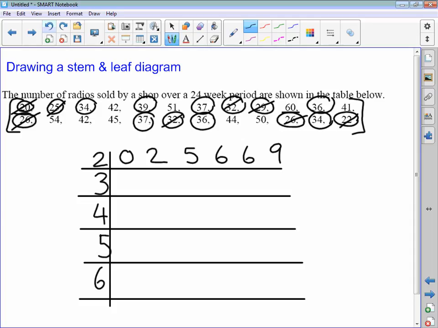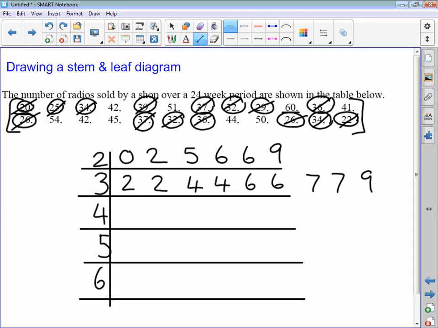There are 2 32s, so we're going to write that twice. There are 2 34s, so we're going to write 4 twice. There are 2 36s, so we're going to write 6 twice. There are 2 37s, so we're going to write 7 twice, and there is a 39, so we're going to write 9. At this point, we should probably make our line a little bit longer, and then go back to writing and filling out the stem for the 40s.